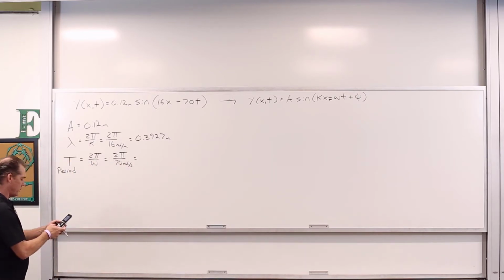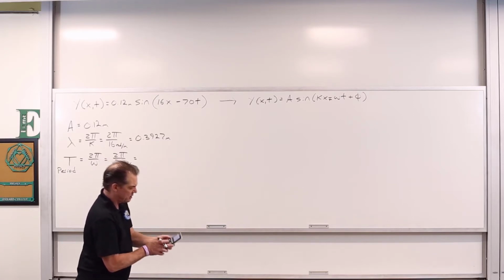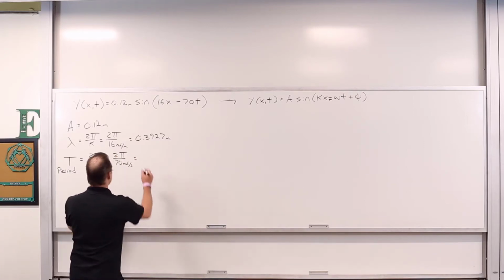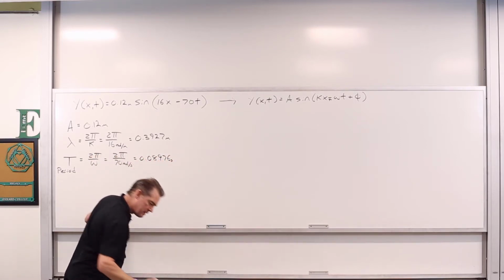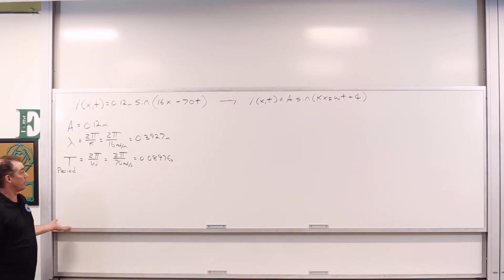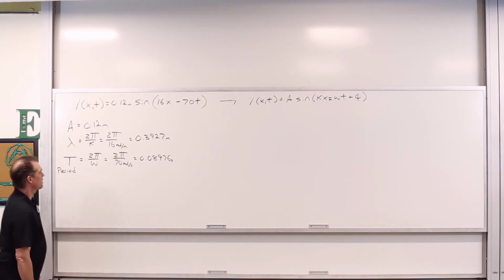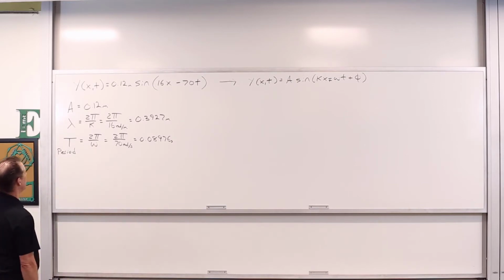2 pi divided by 70 gives us 0.08976 seconds. Round it off like that. So there we go. Pretty small period, 8/100ths, 9/100ths of a second, really. Almost a tenth of a second. There's the period, the time it takes for one full cycle to be completed.